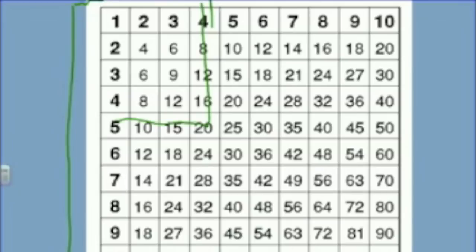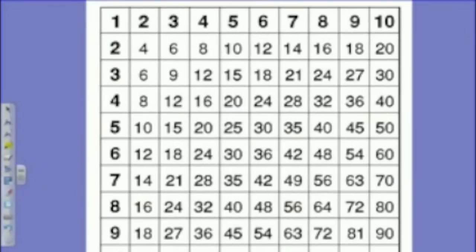Another example is 7 times 6. This time they meet at 42. So the answer to 6 times 7 is 42.